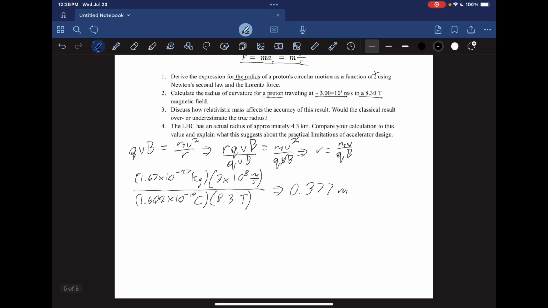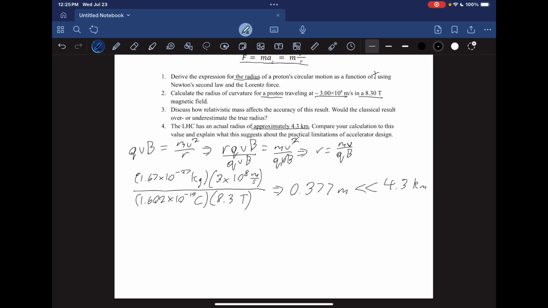So it asks us to discuss how relativistic mass, so we're getting a little bit into the theory of relativity here, affects the accuracy of this result. Would the classical result over or underestimate the true radius? The answer is that it would underestimate the true radius, but to understand why, we need to look at question 4, which says that the LHC has an actual radius of approximately 4.3 kilometers. That is way, way smaller than our calculated radius. And the reason for this is found in the theory of relativity.